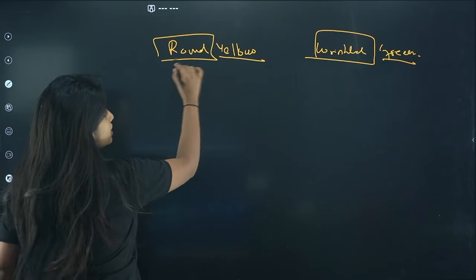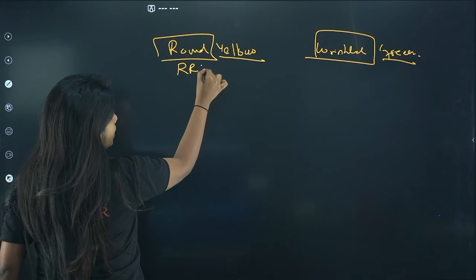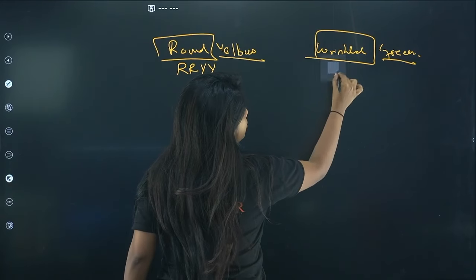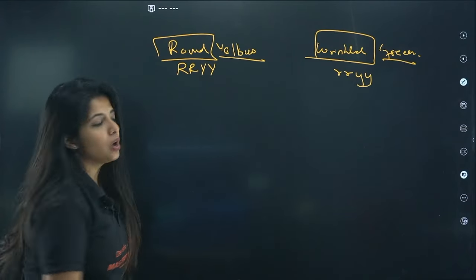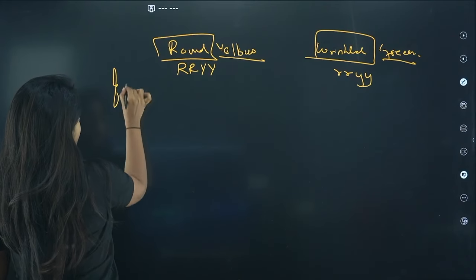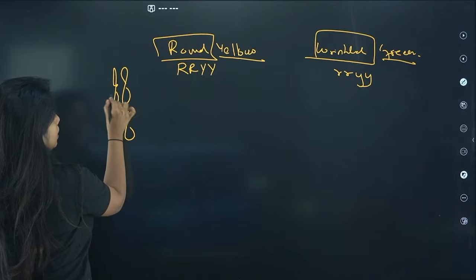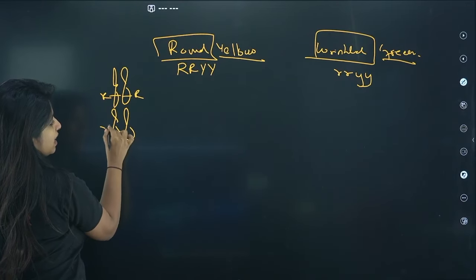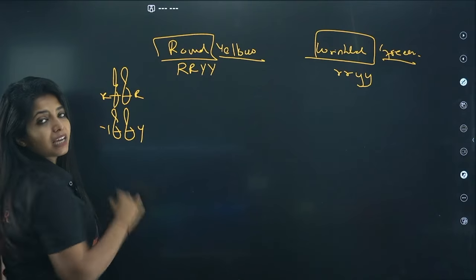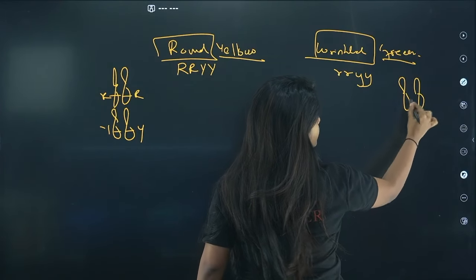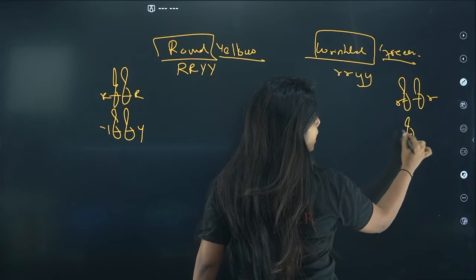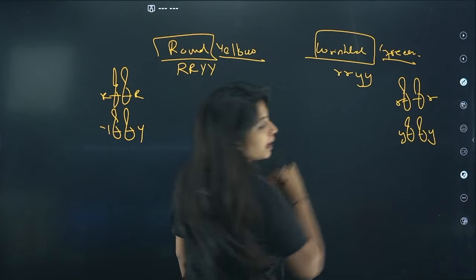Now over here, I'm taking round and yellow and crossing it with wrinkled and green. What do I exactly mean? I have capital R, capital R, capital Y, capital Y. That is what I mean by capital R, capital R, capital Y, capital Y. Similarly over here, it would be small r and small y.